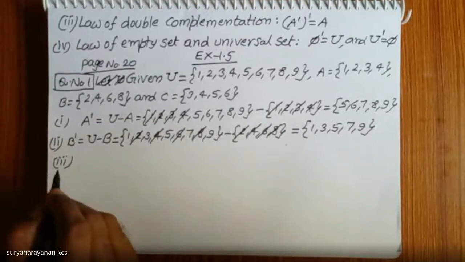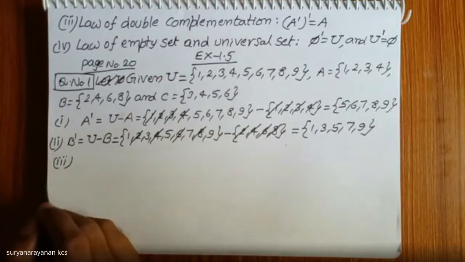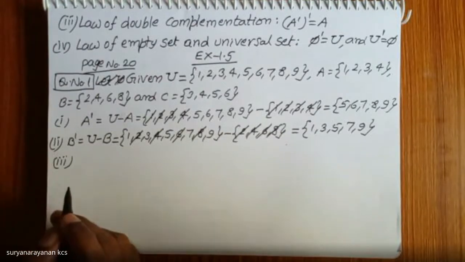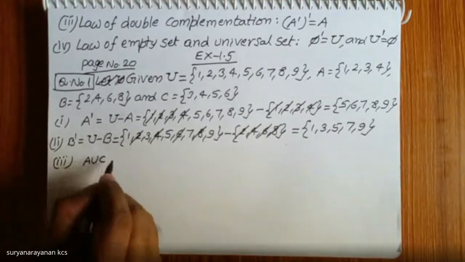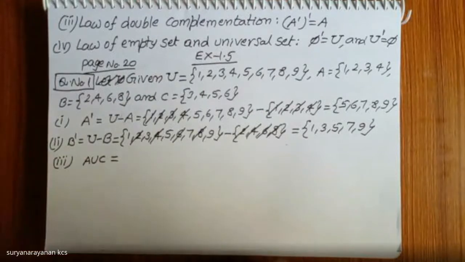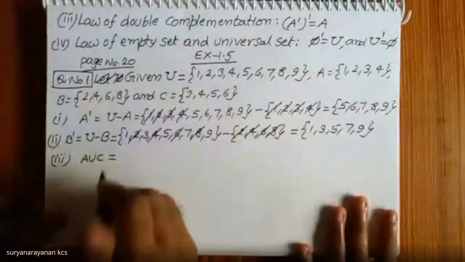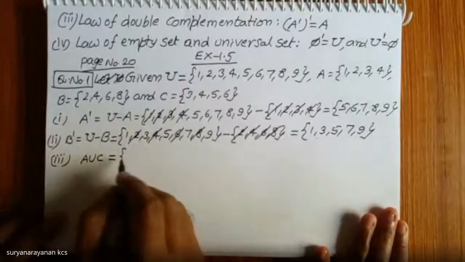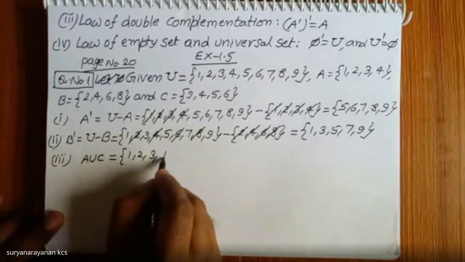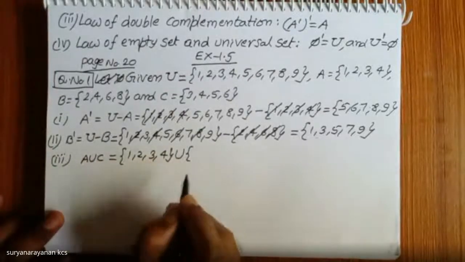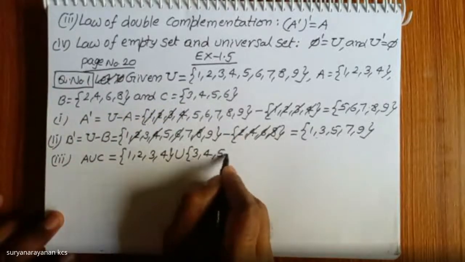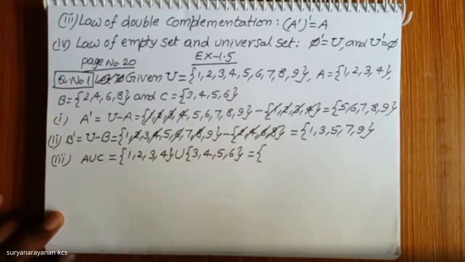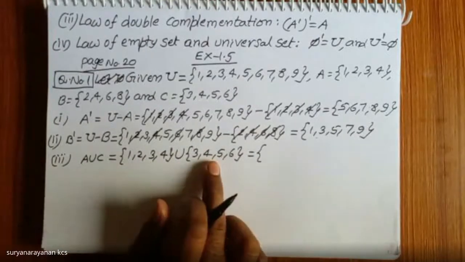Now come to the third question. A union C whole dash. Here we have to find A union C whole dash. First of all, we have to find A union C. Without finding A union C, we can't find A union C whole complement. So, what is the set A? Set 1, 2, 3, 4. Union. What is the set C? 3, 4, 5, 6.